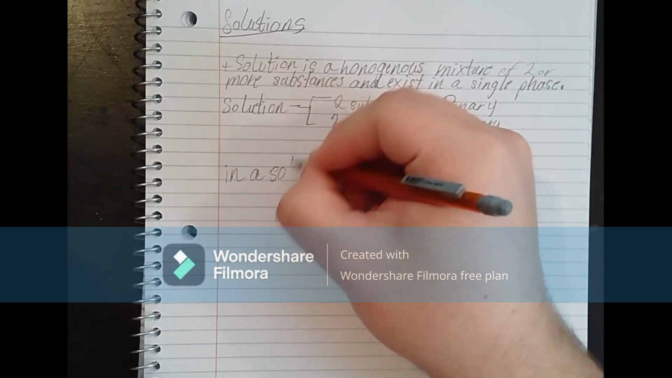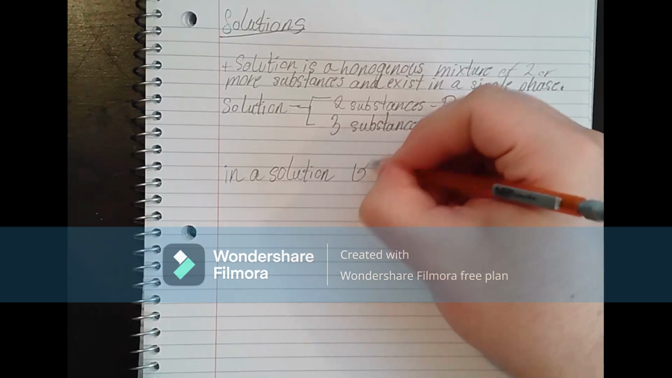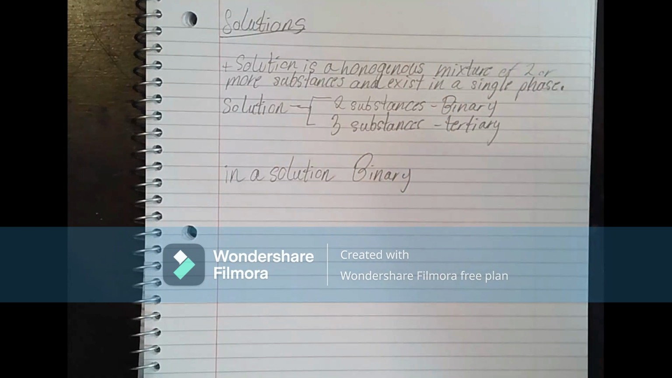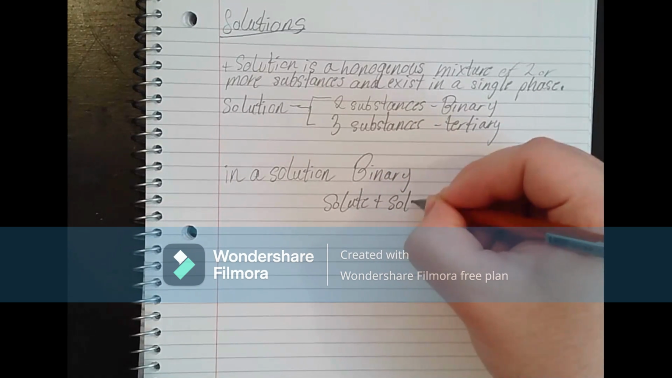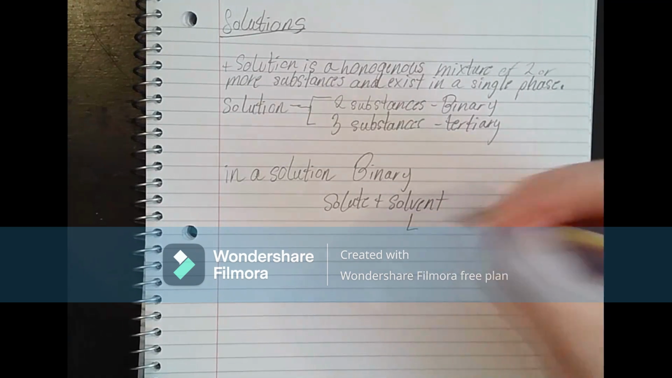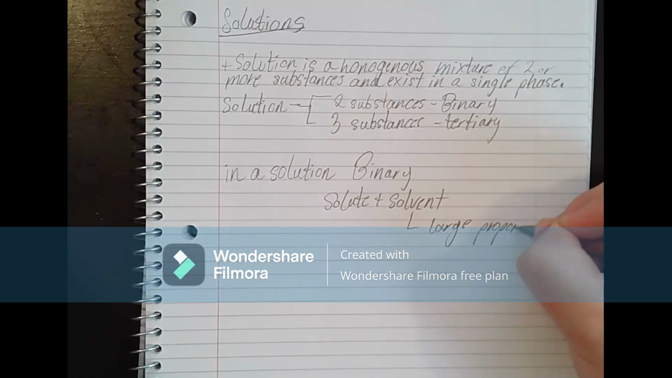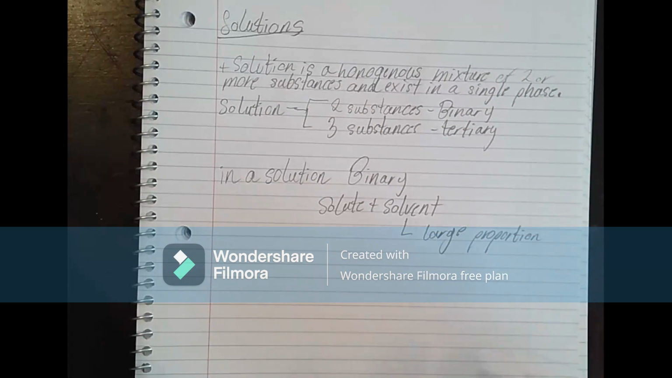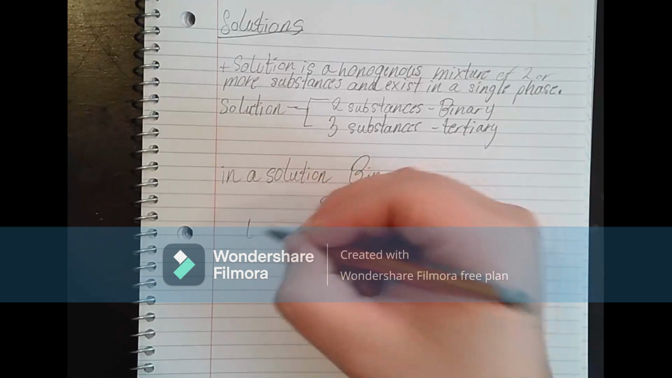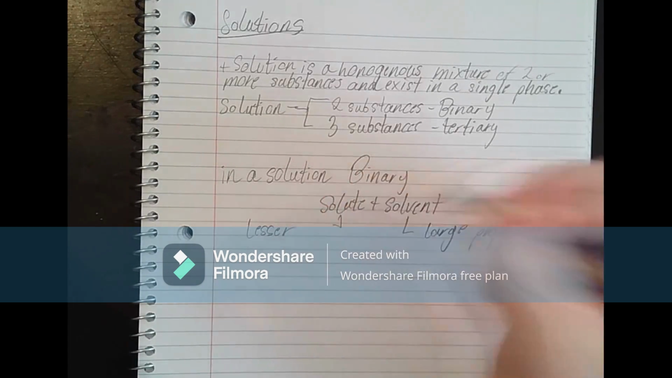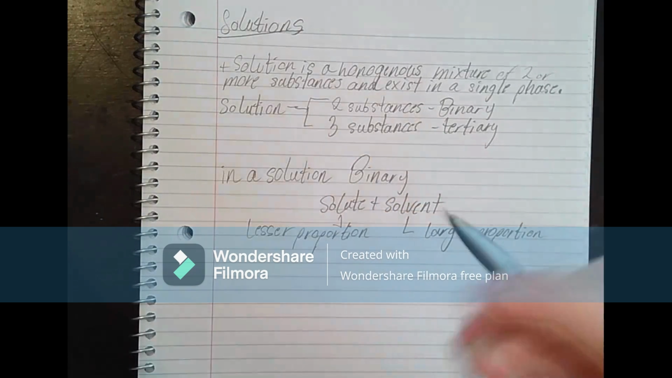In a solution, let's say it's a binary solution, there will always be a solute and the solvent. See, the solvent is going to be the larger proportion of the two. Doesn't matter whether it's a solid, liquid, gas, whatever it may be, it is going to be the largest proportion. Meanwhile, the solute will stand to be the lesser proportion.